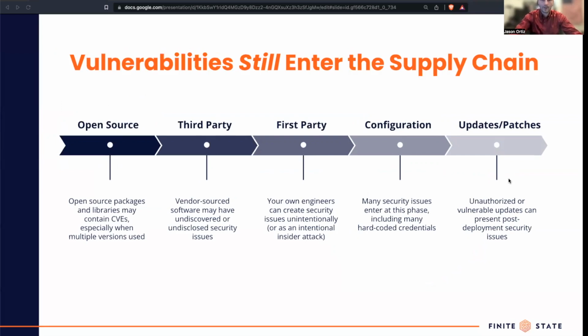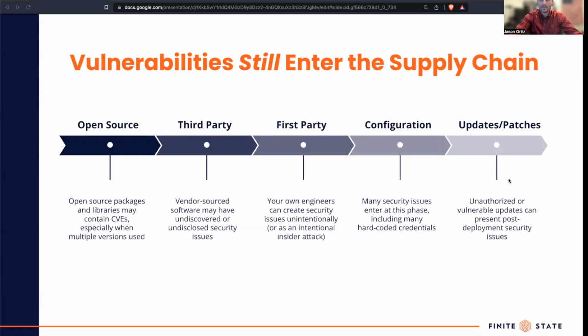So starting all the way on the left, obviously open source. Almost everything we write in code is based on some layer off of some open source packages, libraries, etc. And of course, those contain CVEs, especially when we use multiple versions of open source. From there, we can move into what we call third-party software. So this is vendor-sourced software. So it's outside of your control as an organization.